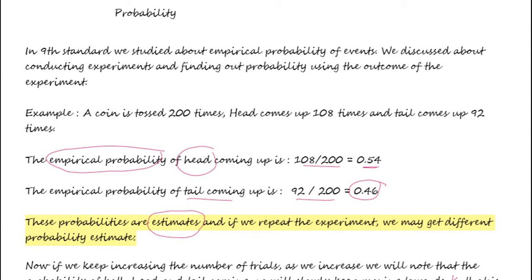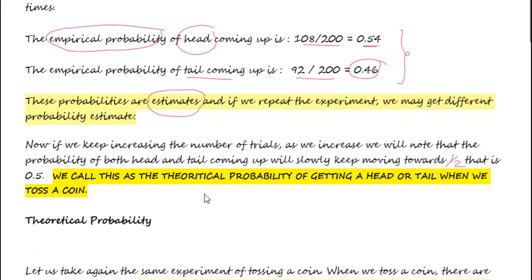Now these probabilities are estimates. It means now if you repeat this experiment, that is if you toss the coin another 200 times, there is no guarantee that we will get the same answer. Now here we did 200 tosses. If you keep increasing this number from 200, say 1000, 10,000, 1 lakh, 1 million, what we will notice is as we increase, the probability of head coming up and the probability of tail coming up, both will keep moving towards half, that is 0.5.